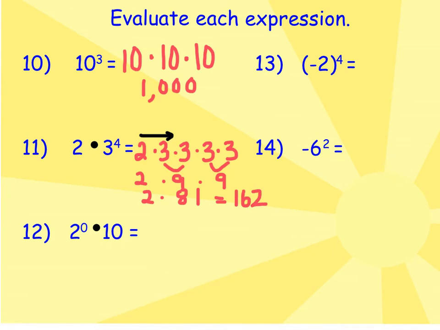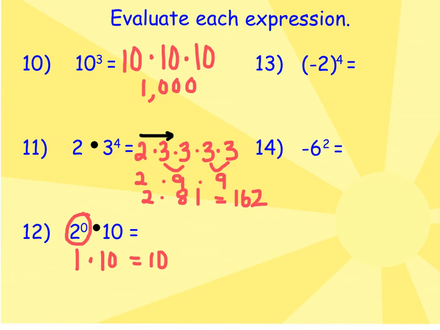Number 12, we have 2 to the 0 power times 10. Remember earlier in the lesson, anything to the 0 power is equal to the number 1. So on number 12, it's really just 1 times 10, which is 10.